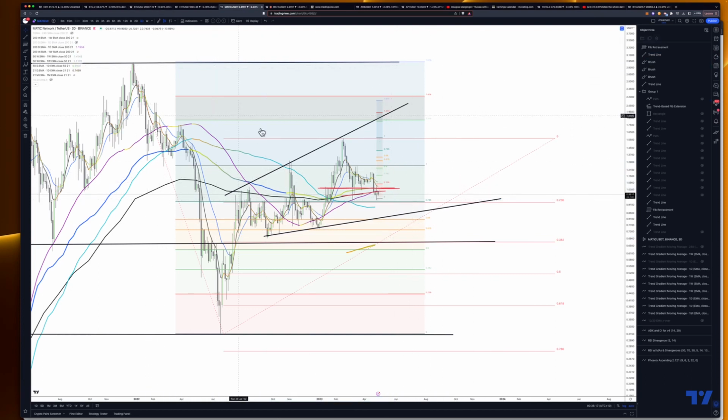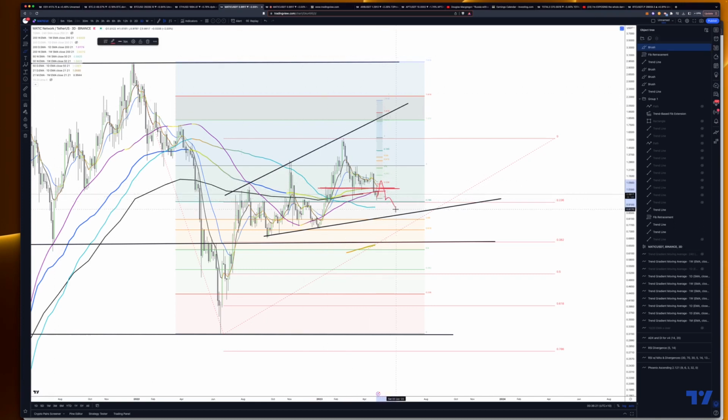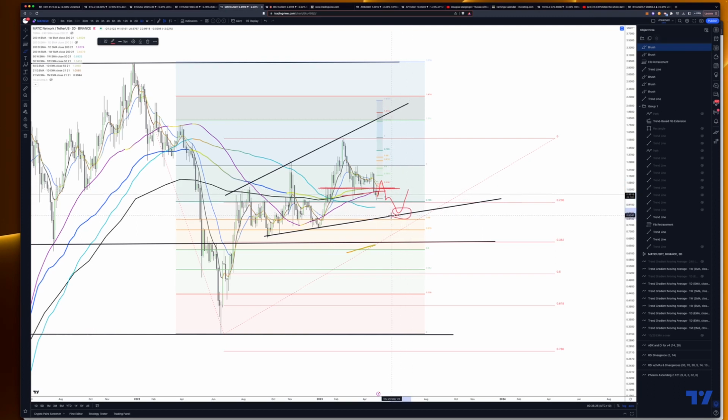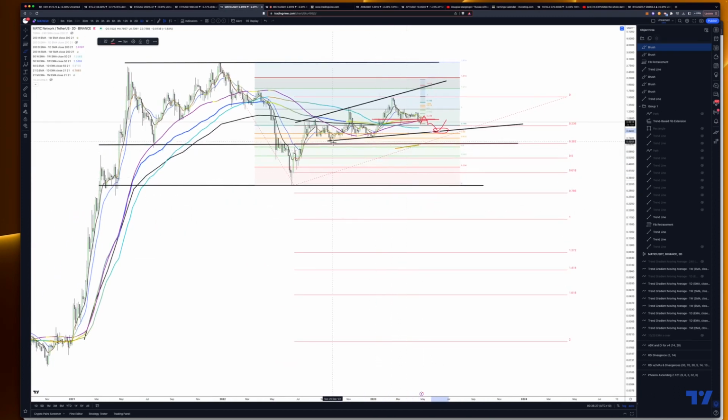I do feel like this is going to be a rejection and then come down, and we find another support. This level, we're in this micro structure at the moment. From the big picture perspective, we don't know if it's going to come down or not. This is a lot of support, and so I do see this level as support again.